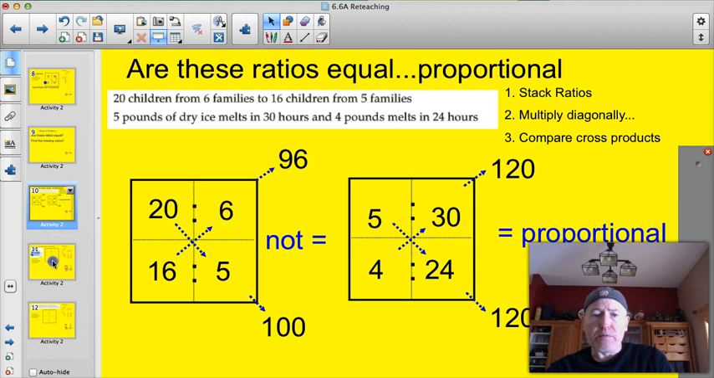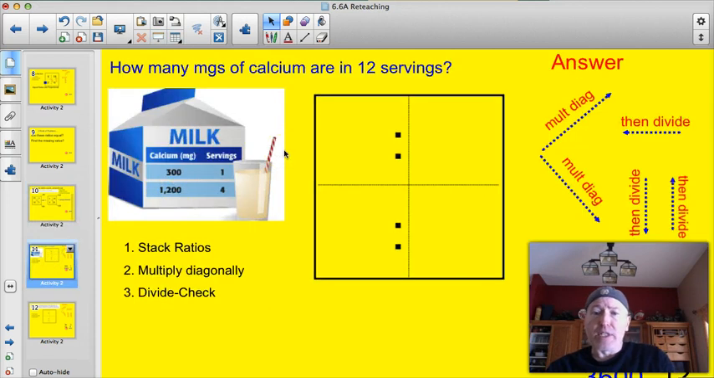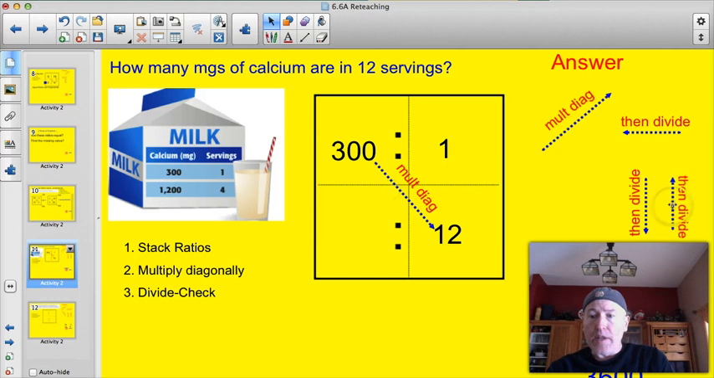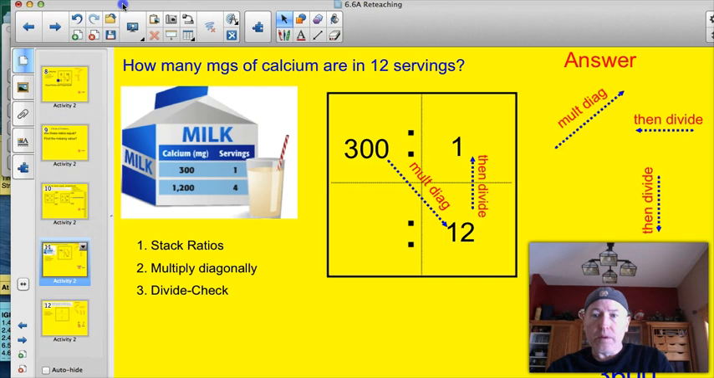The other type of problems will be finding the missing number problems. And here's an example of one of those. How many milligrams of calcium are in 12 servings? And this is a real world problem because you've got it for 1 serving and for 4 servings. So what are you going to do here? I'd use the 1. So let's just pop the numbers in. We know that it's 300 mg's in 1 serving. And we want to know how much is in 12 servings. Right? So we've got 3 numbers out of 4 in the box. We can do this. We can multiply diagonally. And then we can divide. And we'll get the answer. Just going to slide this over, get my calculator.